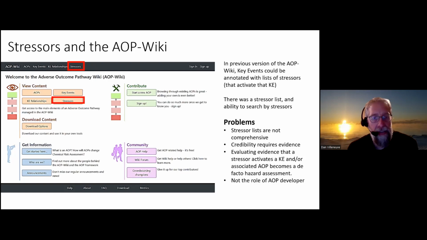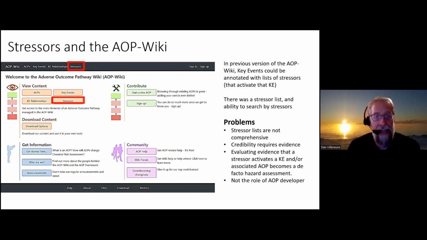First, that list of stressors was by no means comprehensive, so people would go to search for their favorite chemical, not necessarily find it there. Trying to provide some comprehensive and exhaustive list of every chemical that could activate a key event is certainly not something that's possible. Those stressor identifications or annotations that were in the wiki, the way things were structured, there was no supporting evidence required for that.